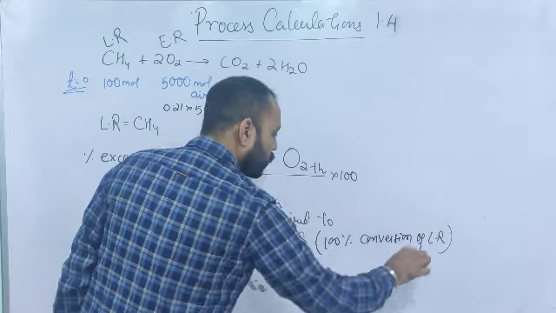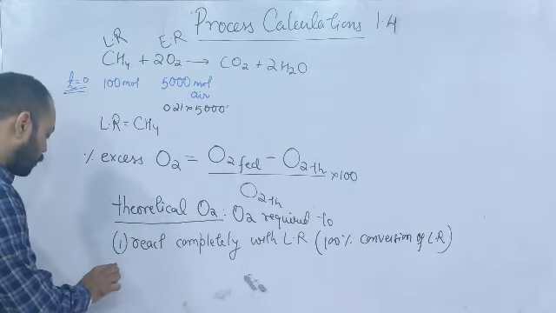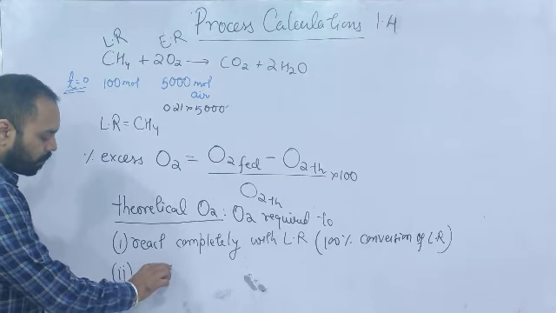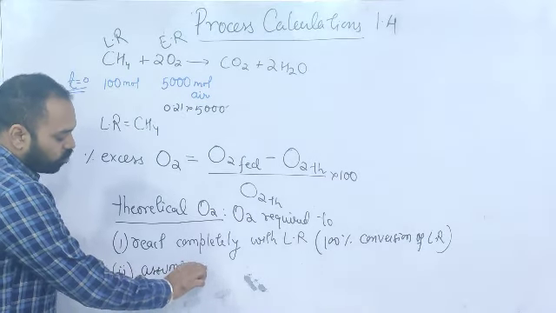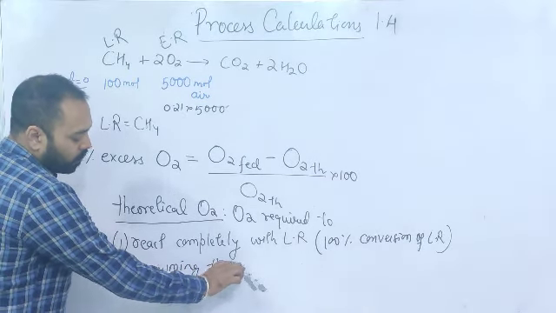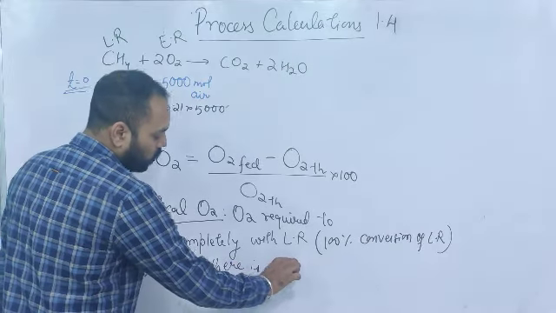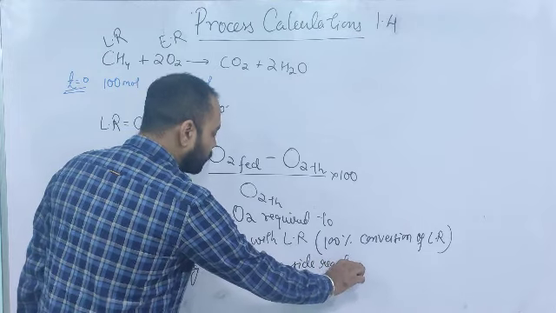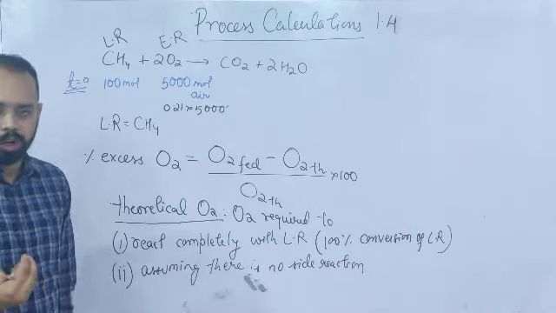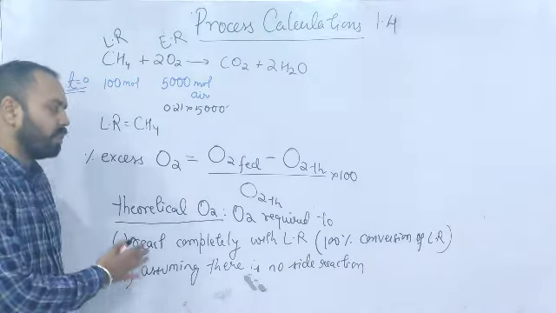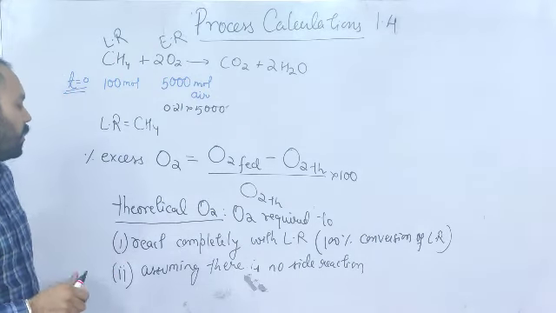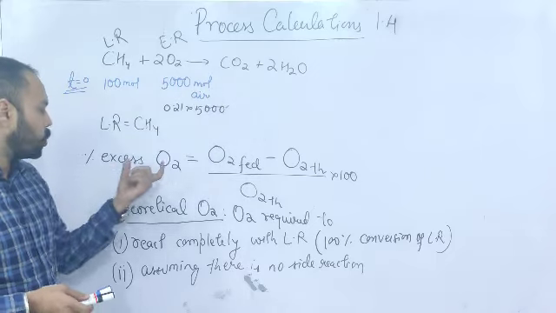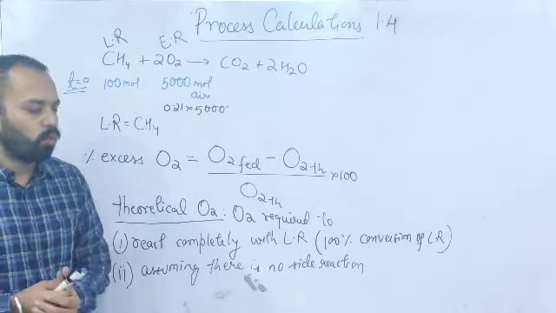Okay. Second point: assuming there is no side reaction. There is no side reaction. These 2 points are important to calculate O2 theoretical. I'm going to explain these two with the help of some examples. Once you know O2 theoretical, O2 fed is already given to you. What you can calculate? Percent excess O2.